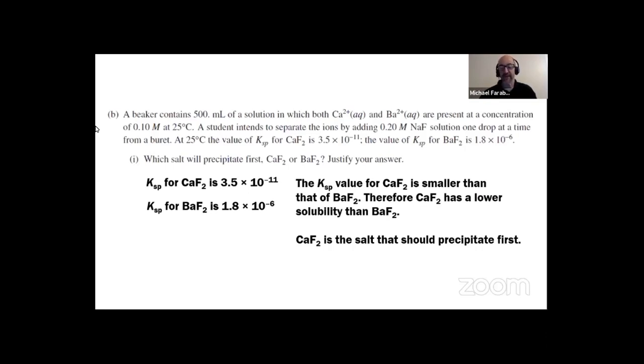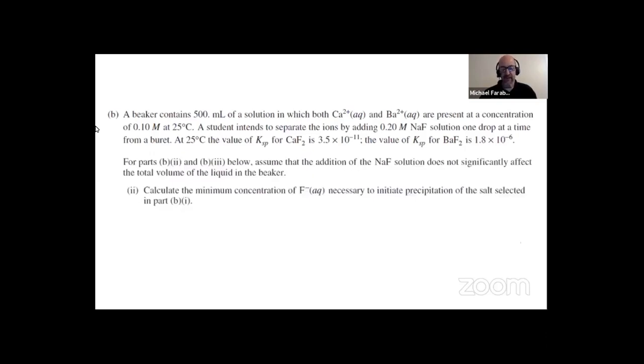Well, that was just qualitative. Now we'll actually do a quantitative calculation. Calculate the minimum concentration of fluoride necessary to initiate the precipitation of the salt. So we have 0.1 molar concentration of calcium and barium, and this is our KSP expression for calcium fluoride. Let's plug in 0.1 molar for the concentration of the calcium and then solve for the concentration of fluoride. This will tell us the minimum concentration of fluoride necessary to initiate precipitation of the calcium fluoride.